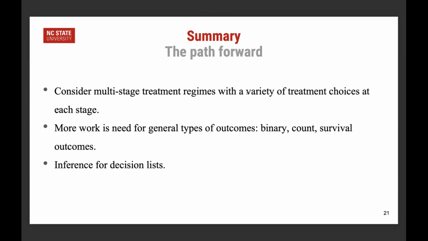First, we can apply our method to multi-stage treatment regimes with a variety of treatment choices at each stage. What we focus on now is the continuous outcome, and this can also be generalized to other types of outcomes, such as binary outcome, count outcome, and survival outcome. And we focus on the inference on the estimated linear ITR, but it is also an interesting topic for another popular interpretable ITR, the decision list.